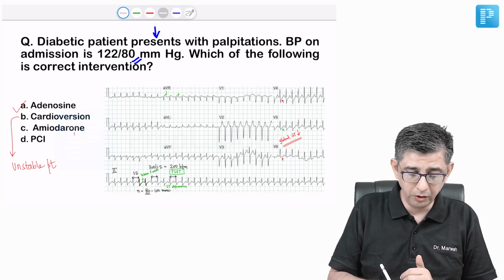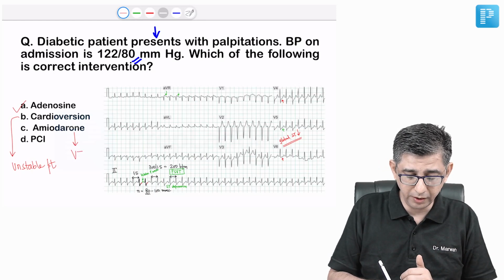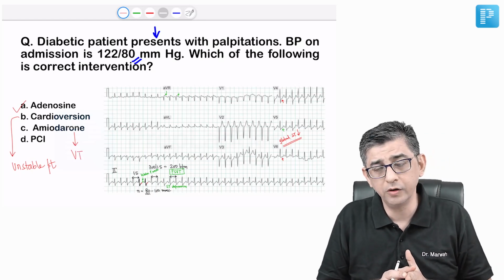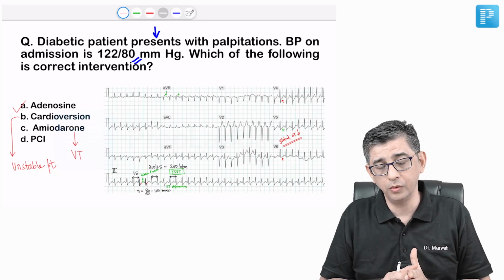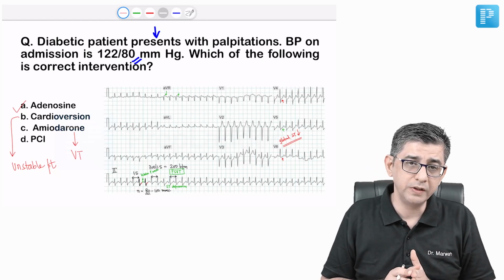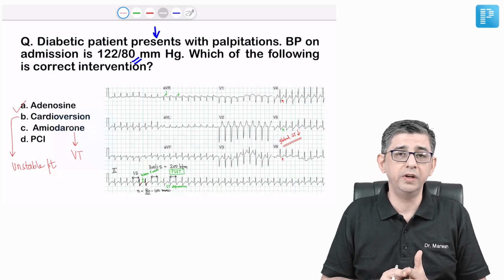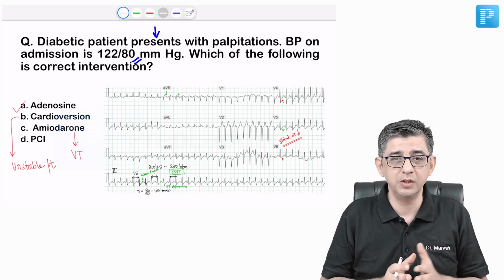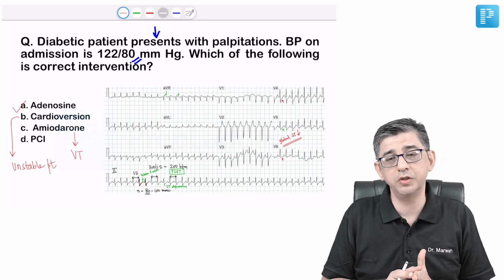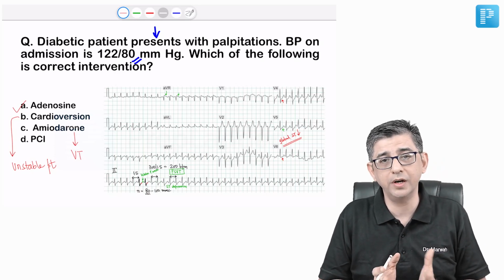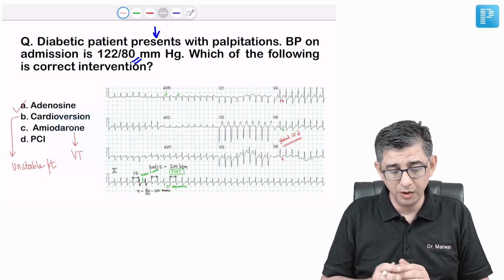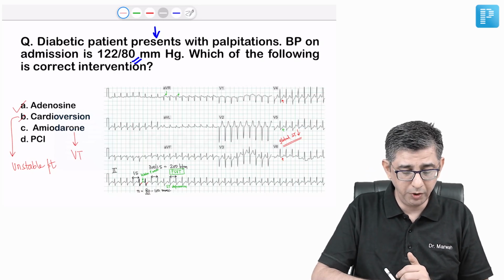When it comes to amiodarone, we use it in ventricular tachycardia. We also use it in atrial fibrillation for rhythm control. And percutaneous coronary intervention is anyway used for patients who are having a STEMI. You are very well aware that there are two terms: primary PCI for ST elevation MI and delayed PCI for non-ST elevation myocardial infarction. So we could easily rule out the remaining options.